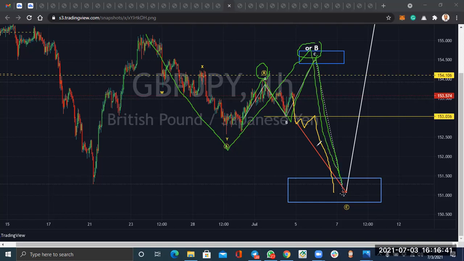And thirdly, if it makes this much bigger B, we may not get to this level again. We may end up maybe in this place. Bear it in mind. If the big B plays out, don't target this area again. If it doesn't play out, target this area.